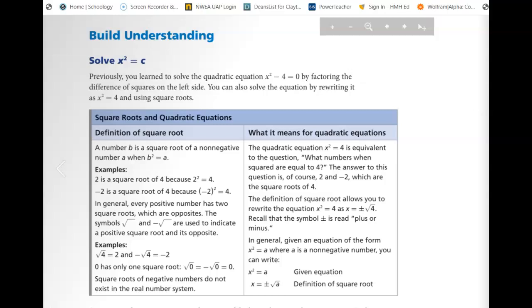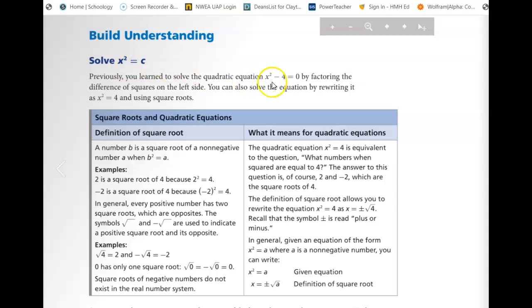So let's begin by going over some definitions and introducing a little vocabulary. So the title of this module is Using Square Roots to Solve Quadratics. And here's the form that we are going to learn about first.